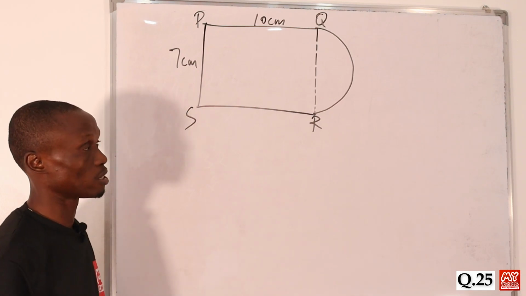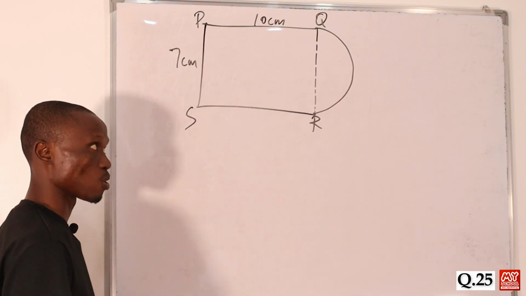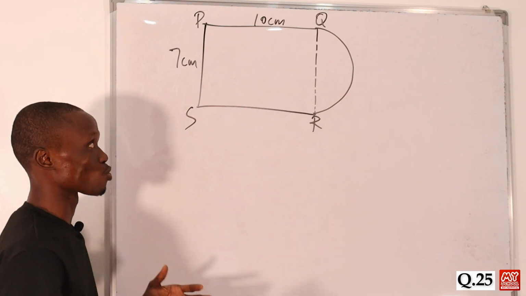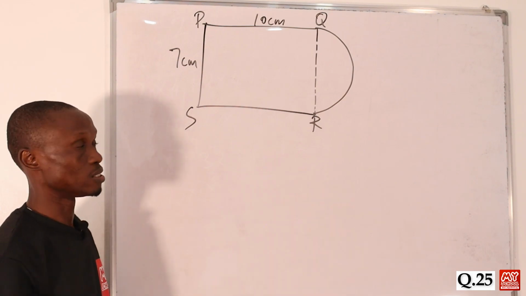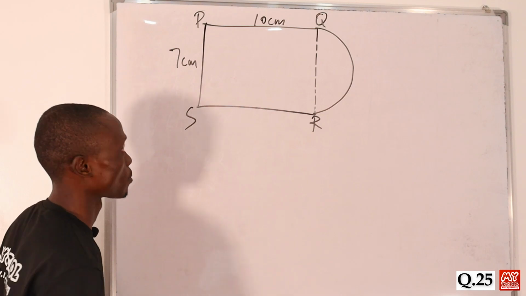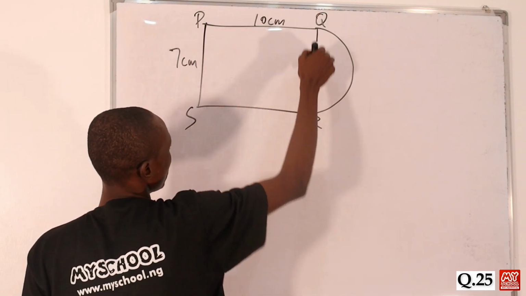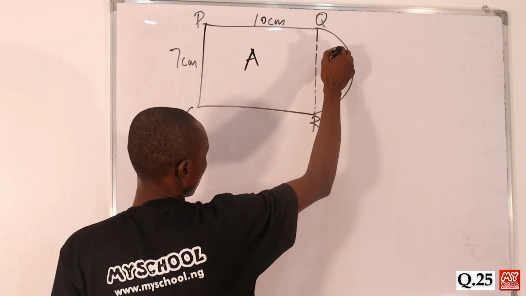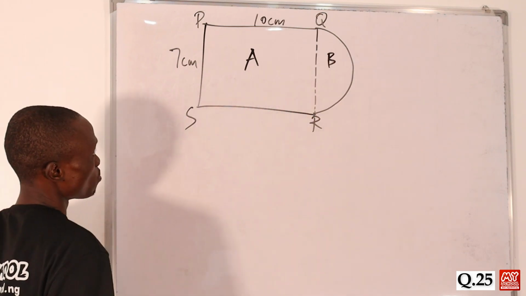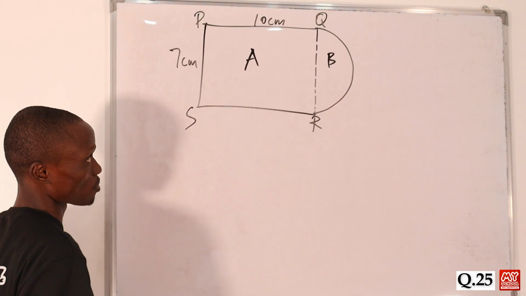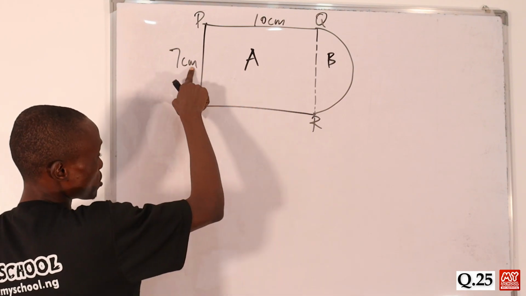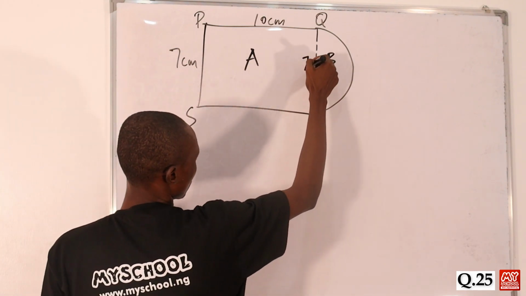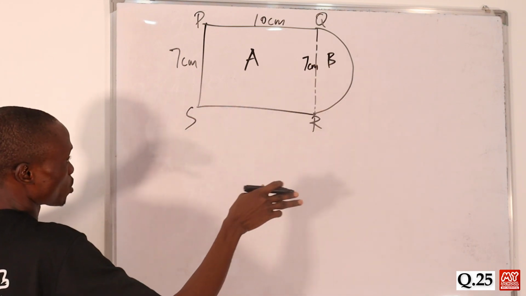So if you are asked to calculate for the area of a composite figure, the best thing to do is to break down the figure into different shapes, okay? So the first shape we have here is a rectangle, so let's call it A, while the second one is the semicircle, so let's call it B, right? So remember that the opposite sides of a rectangle are equal. So if here is 7 centimeter, remember here is also 7 centimeter. Basically, that is what we need.